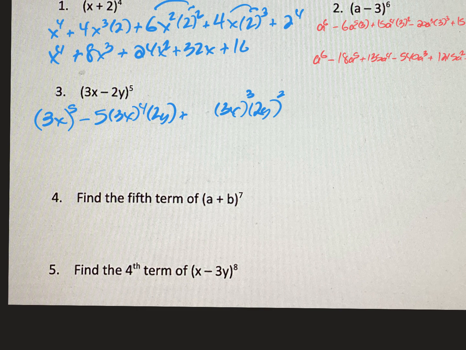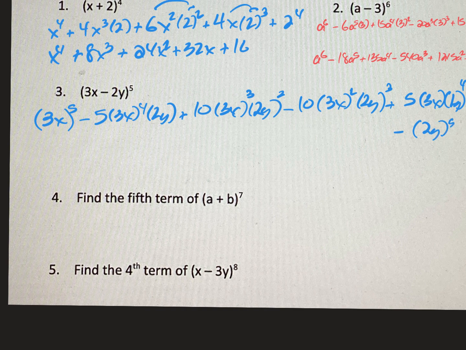Let's see here. Okay, and I get a 10. I've got a minus here. I have 3x squared and 2y cubed. Now, because these exponents are 3 and 2, and the last term was also 3 and 2, it's going to be 10 again. Next term, the 3x is going down to 1, the 2y is coming up to the fourth power, and it's going to be a 5. And the last term is going to be minus 2y to the fifth power. Now let's work all that out. It's going to be a doozy.